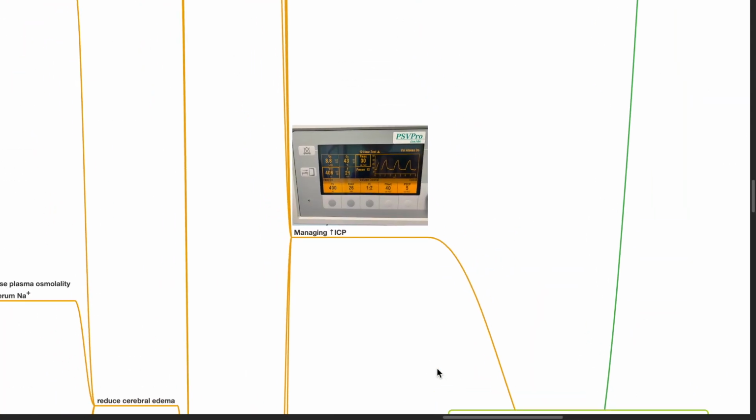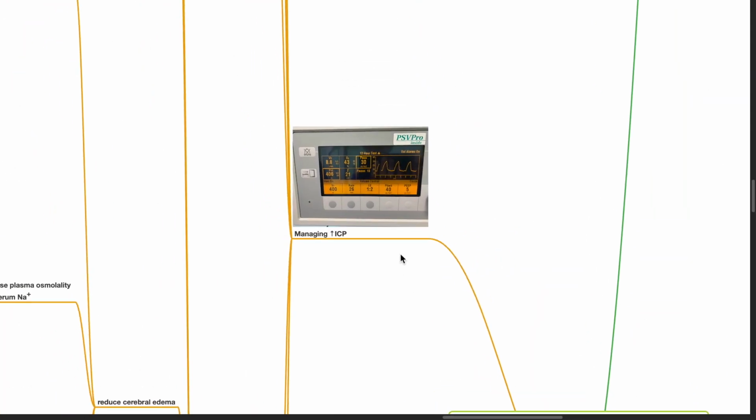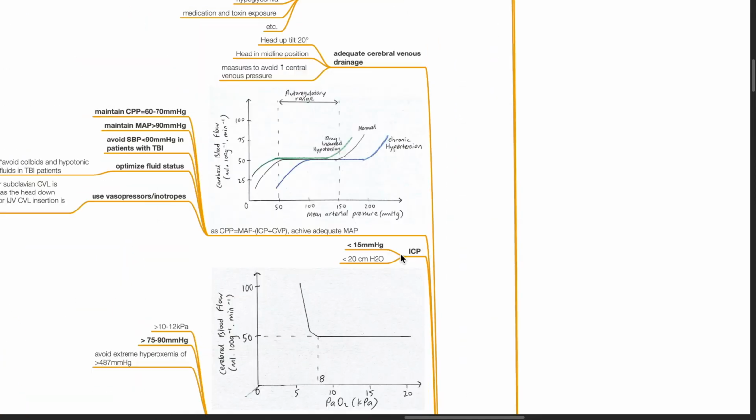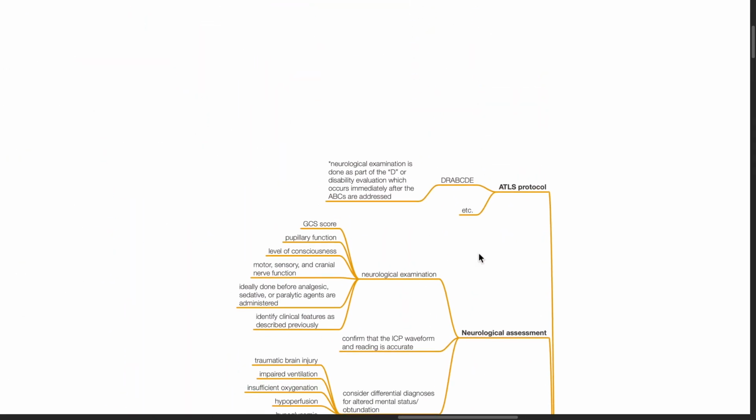Managing raised intracranial pressure. Follow the ATLS protocol. The mnemonic is DR, A, B, C, D, E. Neurological examination is done as part of the D or disability evaluation, which occurs immediately after airway, breathing, and circulation are addressed.